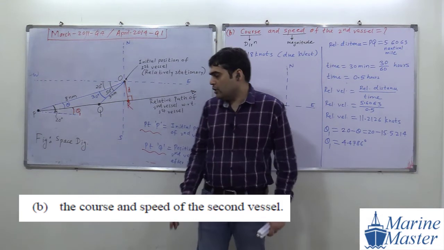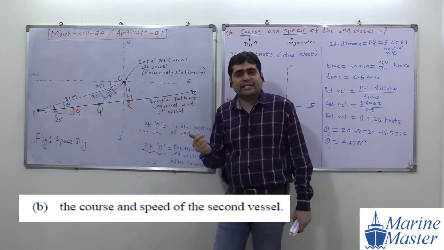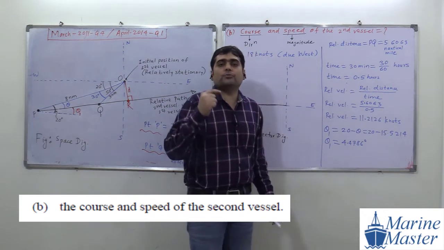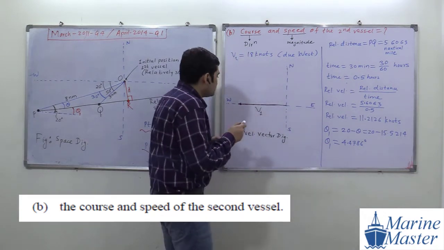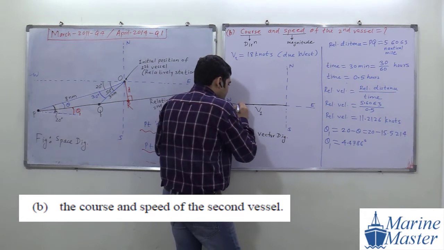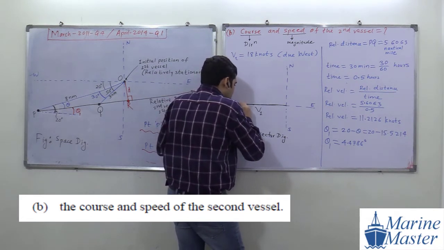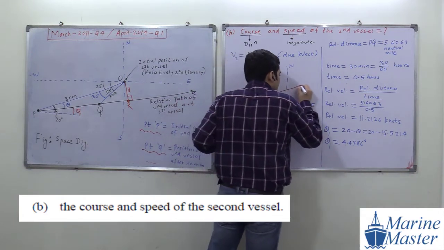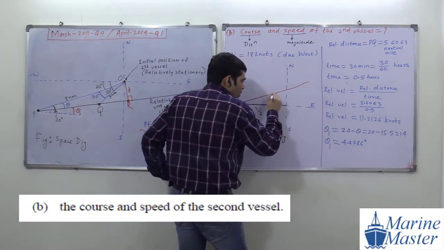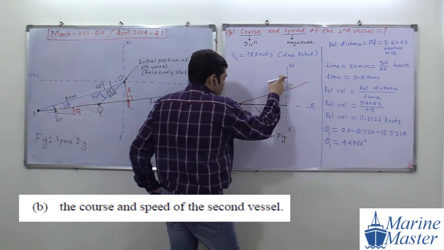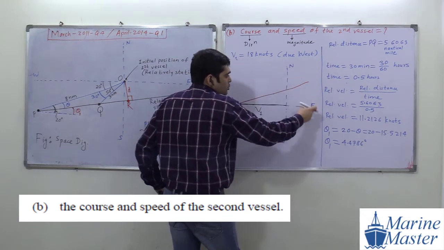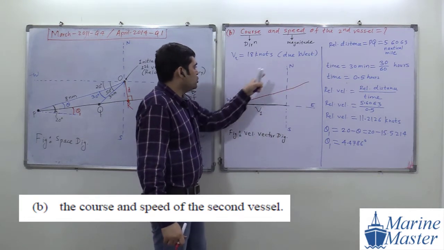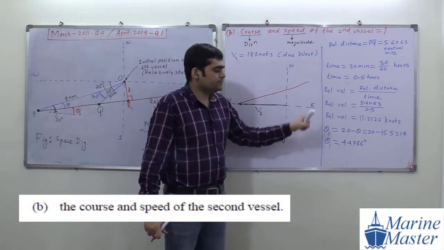And this relative velocity is with respect to the first vessel. With respect to the first vessel means it must start from this point. Now my question is: it starts from this point and goes like this, so does it end in the northwest quadrant or the northeast quadrant? Where does this relative velocity end?